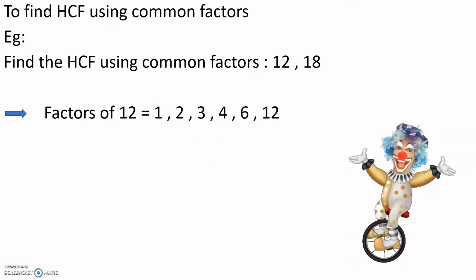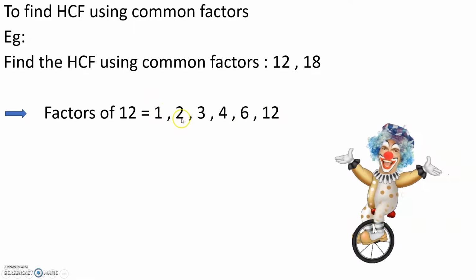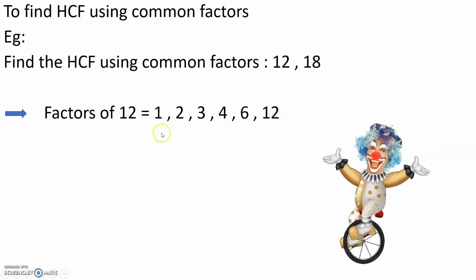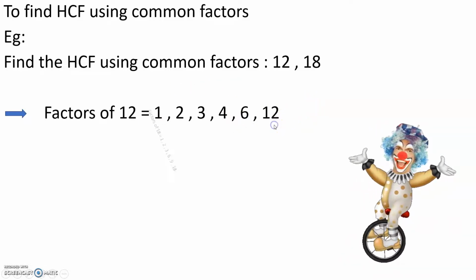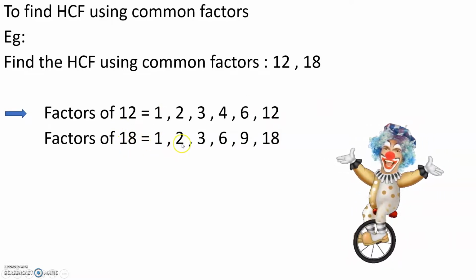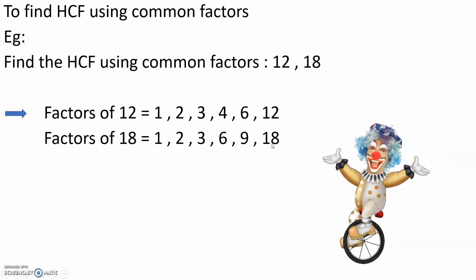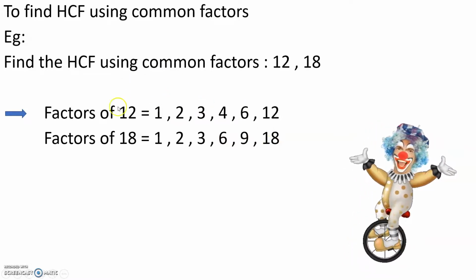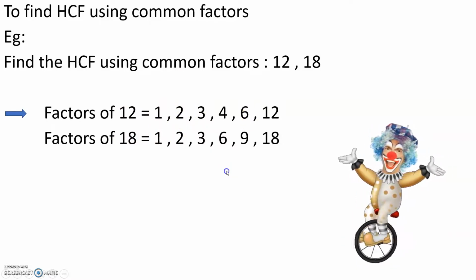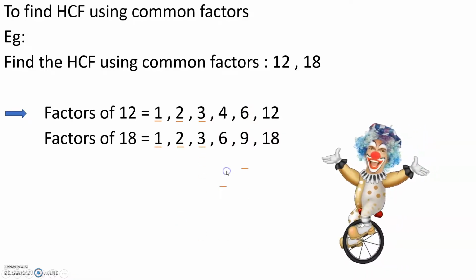Factors of 12 means 12 comes in which all tables, which is 1, 2, 3, 4, 6 and 12. So 12 comes in all these numbers' tables. Factors of 18. Now 18 comes in which tables? 1, 2, 3, 6, 9 and 18. Now children, you can see there are some common numbers which come in both the numbers, which is 1, 2, 3 and 6. So we'll just mark these 1, 2, 3 and 6.